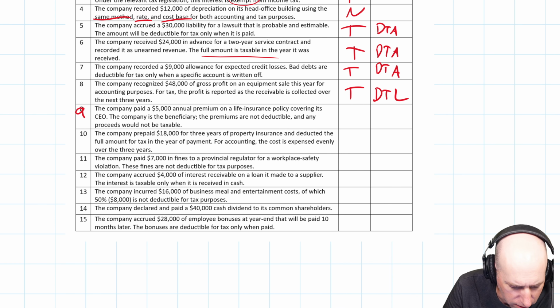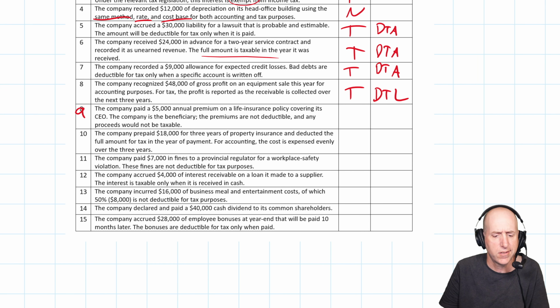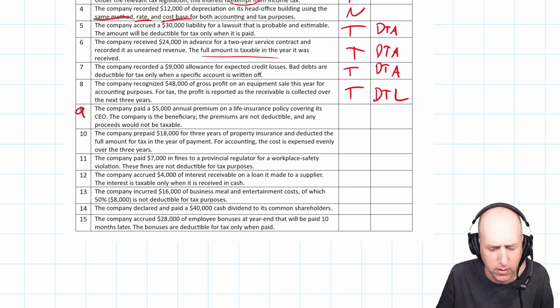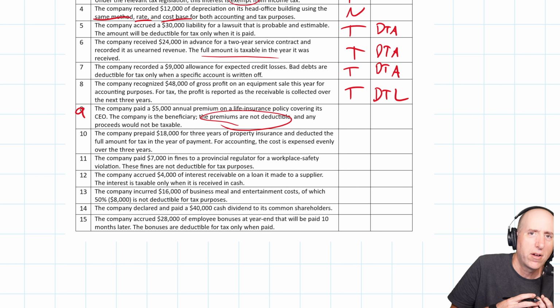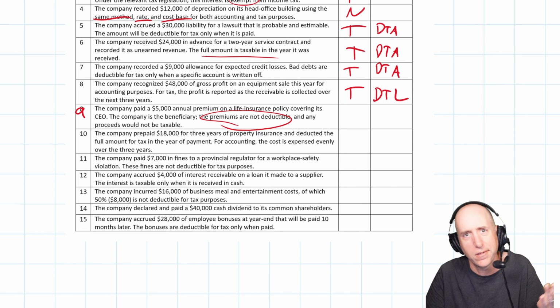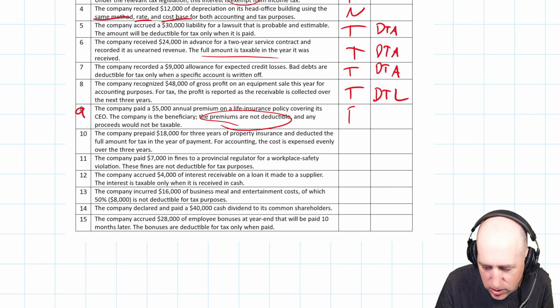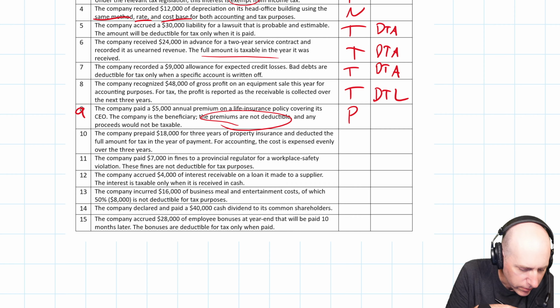Okay, so immediately we have a difference here, but is it temporary or permanent? And the answer is it's permanent, right? This is not going to reverse. It's not like I deduct the premiums for my accounting purposes now and for tax purposes later. No, the premiums are never deductible. This is just a permanent difference.